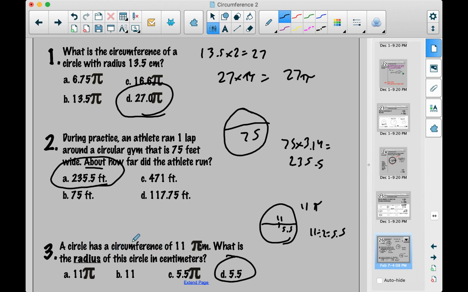All right, last one. It gives me the circumference. It says the circumference is 11 pi. So again, it's giving me the exact circumference, 11 pi. And I'm supposed to find the radius. All right, so if I work backwards, if the circumference is 11 pi, that means the diameter is just 11. Okay. Well, if the diameter is 11, cut that in half, and you get 5.5 for the radius.